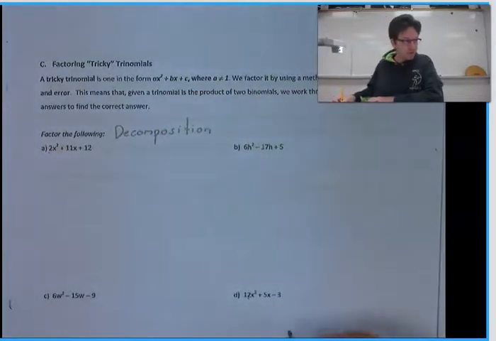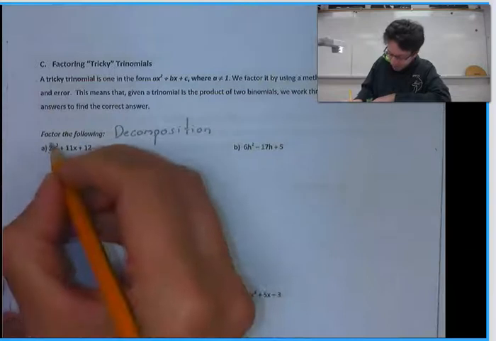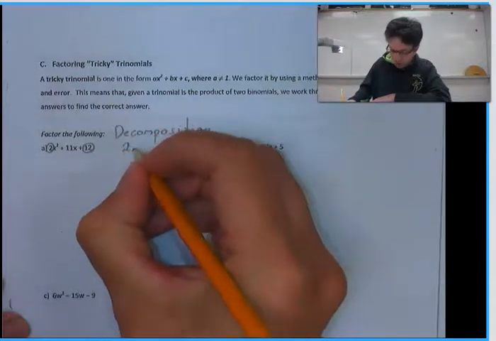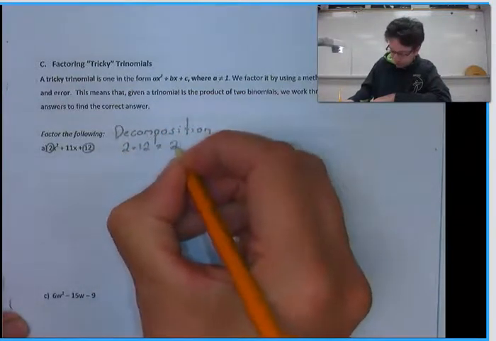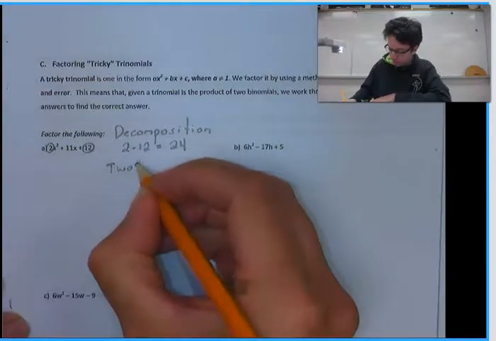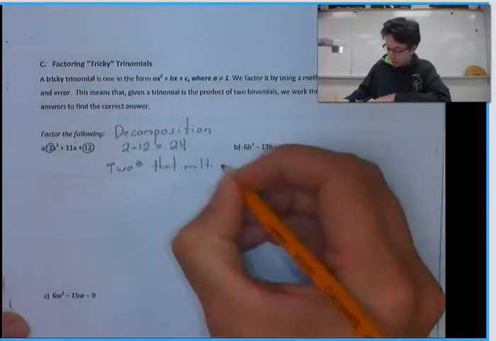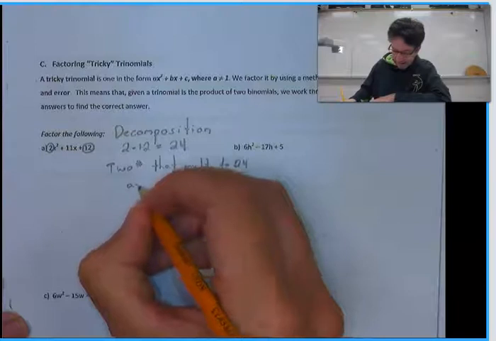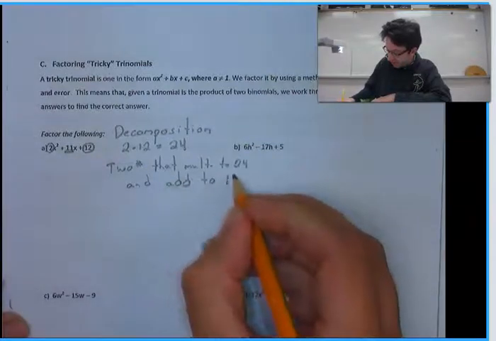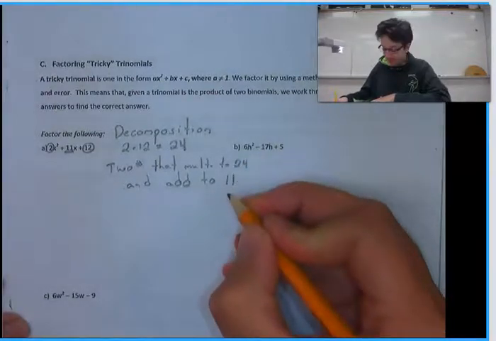Okay, so let's go over this. I'm recording so you can rewatch this because decomposition is a bit tricky. But first, let's look at the coefficients on the first and last term, 2 and 12. If we multiply 2 times 12, we get 24. Now what we need to do is we need two numbers that multiply to give us 24 and add to give us that middle coefficient, 11. So you can think about that. What two numbers multiply to give us 24 and add to give us 11?